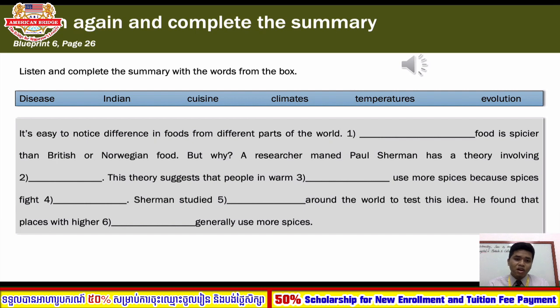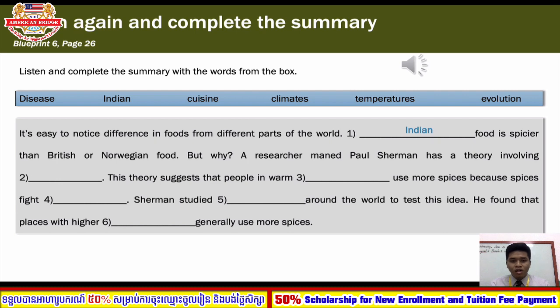So, food is spicier than British or Norwegian food. As you see, it compares the food of the countries. So the space here, we need to apply a country. The correct word that you need to apply here is India. So Indian food is spicier than British or Norwegian food.